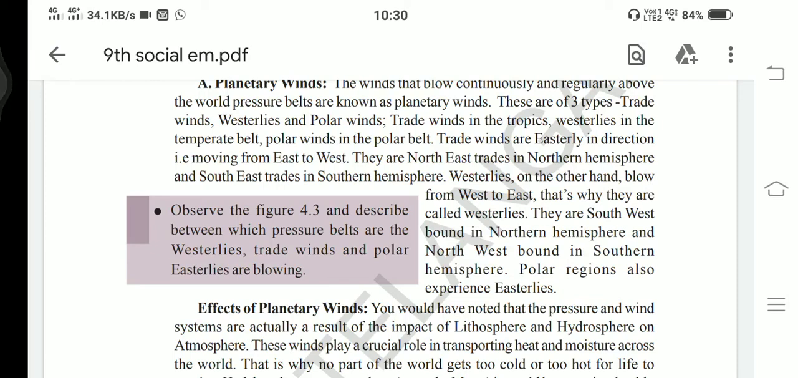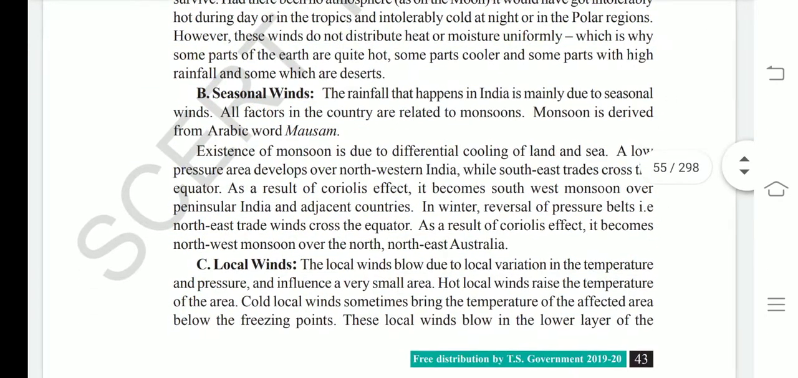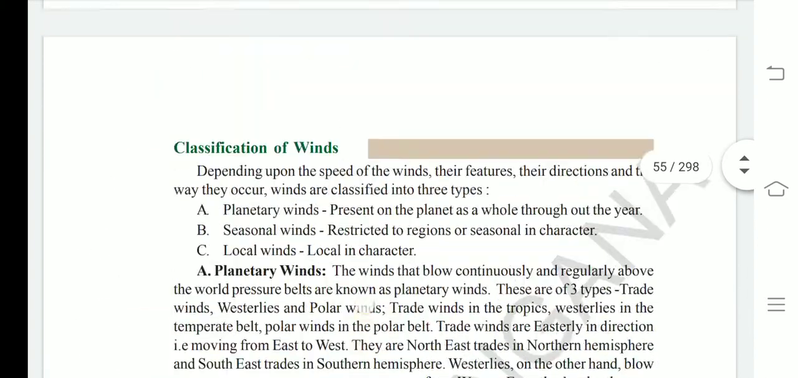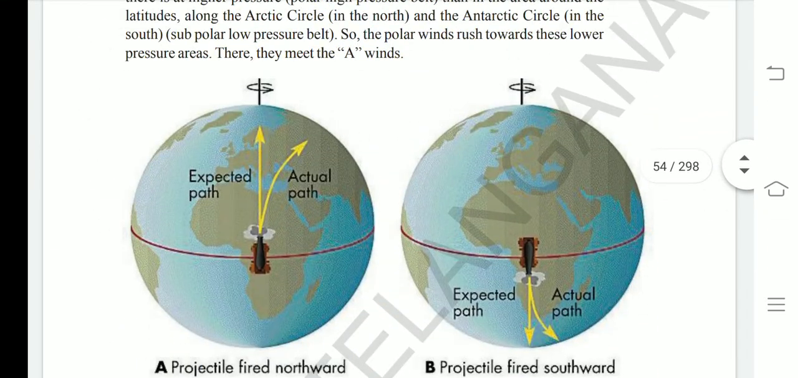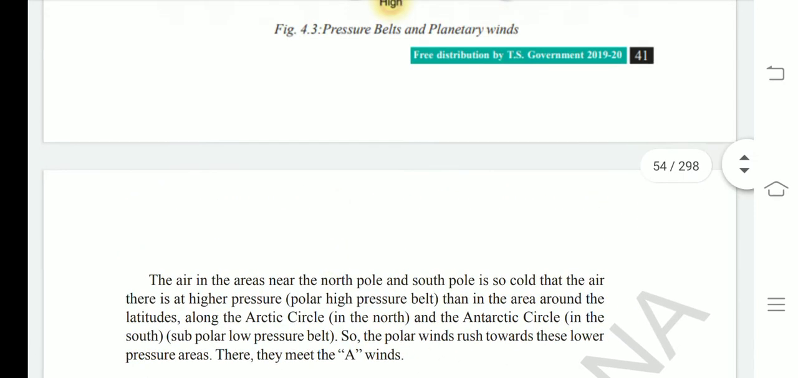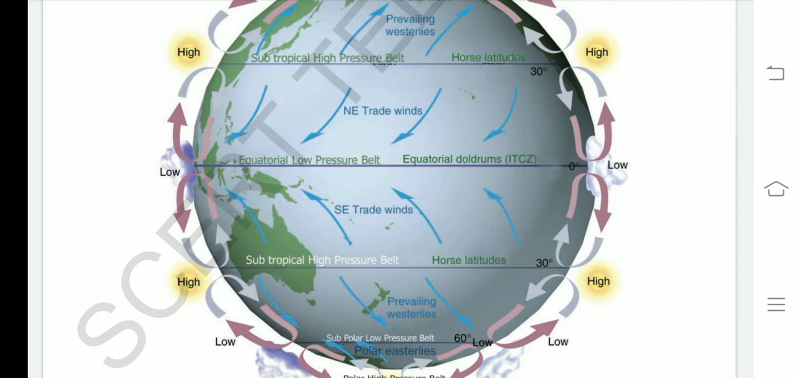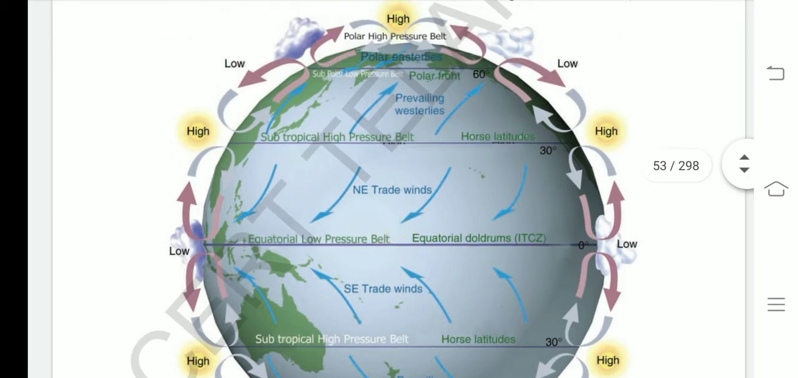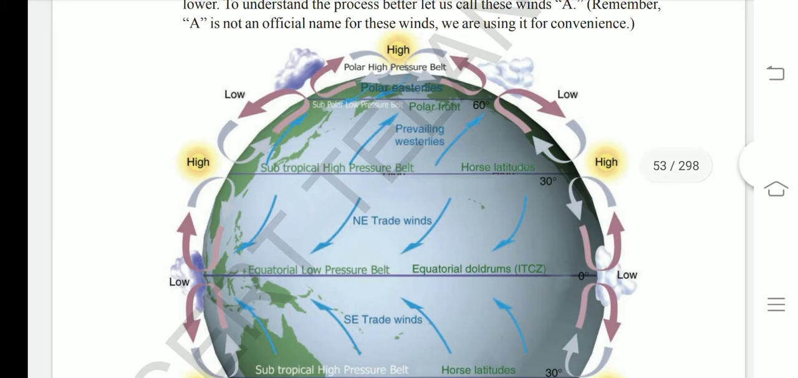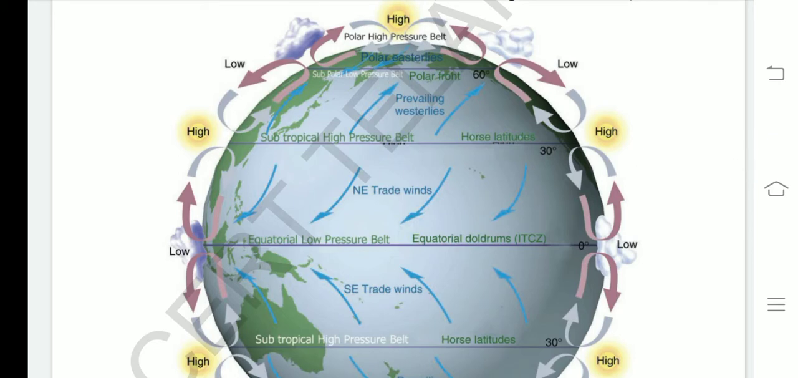Planetary winds. Before that, planetary winds again, we are going to see how these winds are. Okay, so there are three types of winds. One is planetary winds, which blow throughout the earth throughout the year in the same direction. These are called planetary winds. There are three subtypes in the planetary winds, my dear students.